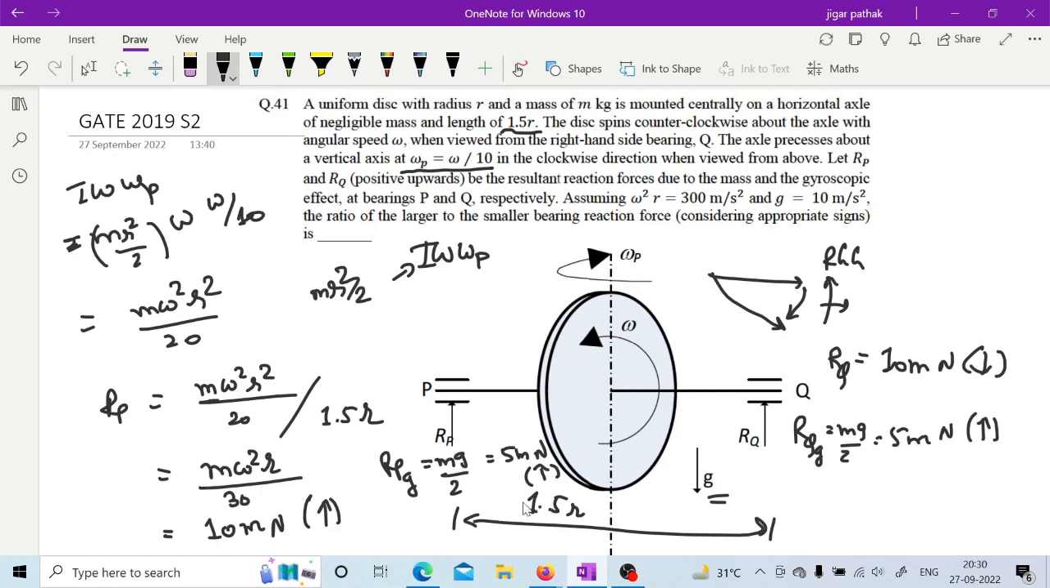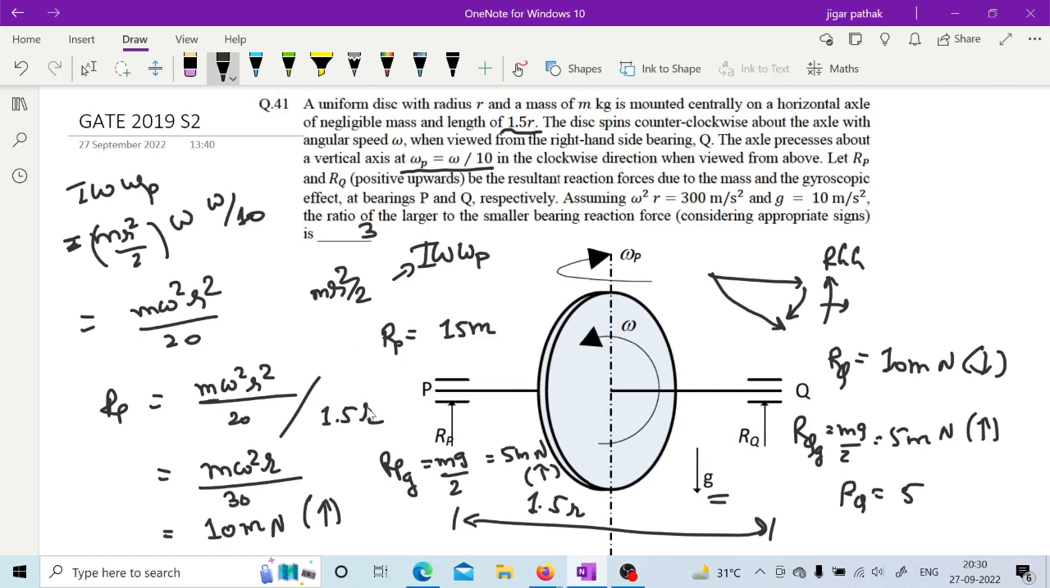at P you will be having this 15 m, and at Q it will be 5. So when you take the ratio, it will come 3, right? This ratio will come 3.